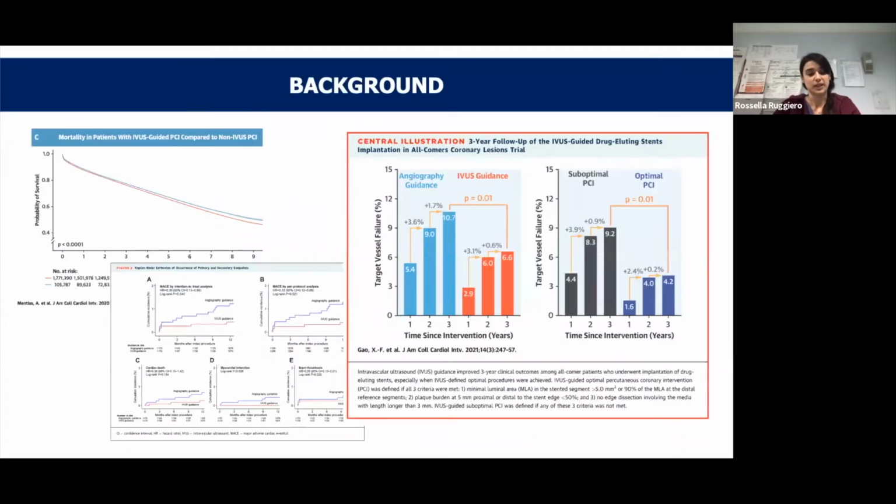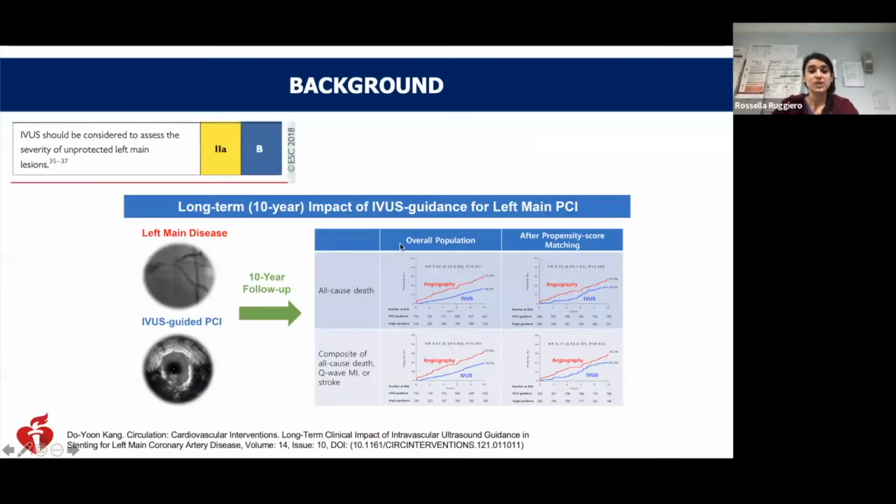IVUS has been evaluated in several papers, particularly in chronic coronary syndrome, where its use has been shown to reduce events compared to angiographic guidance, also in long-term evaluation and outcomes. But the most important use of IVUS is in the setting of PCI of the left main. In these slides, you can see a recently published paper in Circulation demonstrating good outcomes in patients who underwent IVUS-guided PCI for left main compared to angiographic PCI.